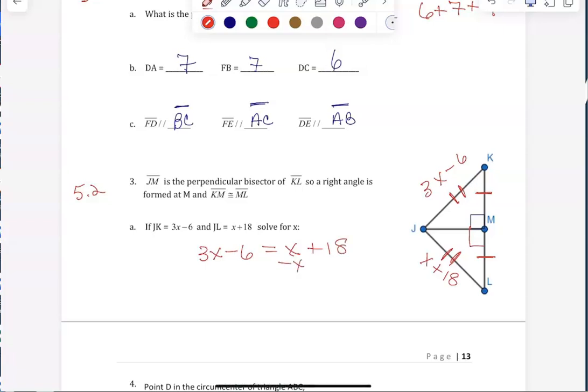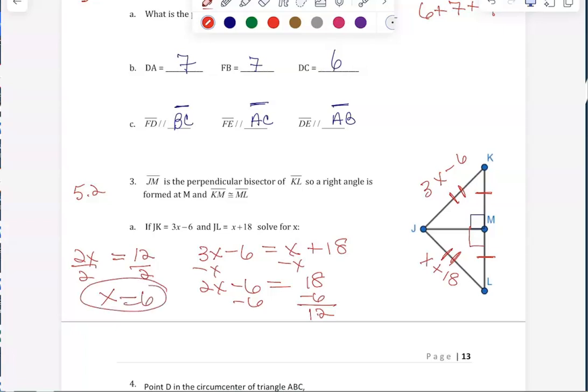Okay, I'm going to subtract x. I have 2x minus 6 equals 18. Subtract 6, and I get, I'm going to write it over here, 2x equals 12. If I subtract 18 minus 6, that's going to give me a 12, as I said. Divide by 2, and I'm getting x is 6.